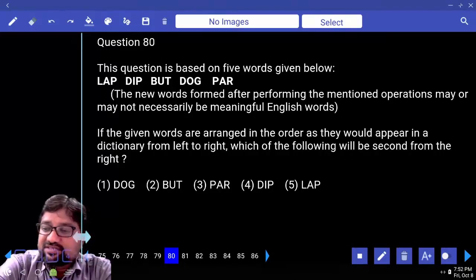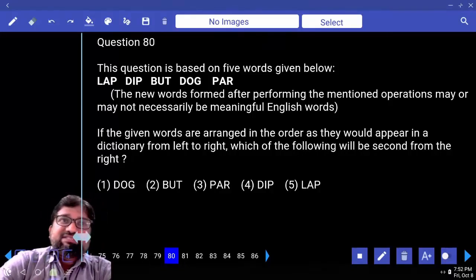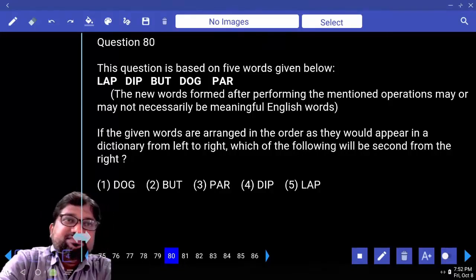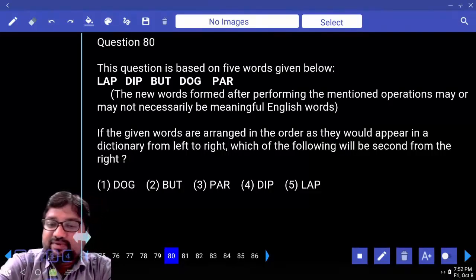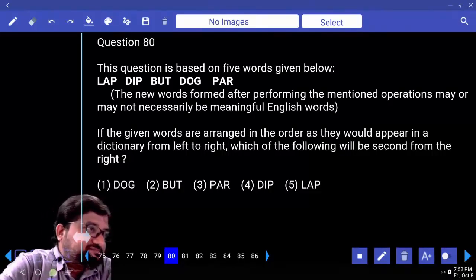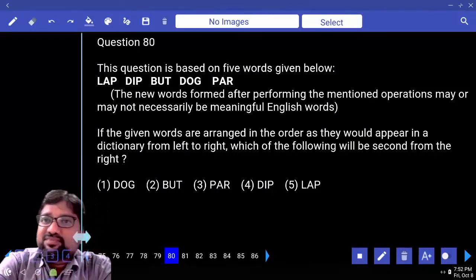If the given words are arranged in dictionary order from left to right, what is the second word from the right hand? Second from the right is fourth from the left. Yes or no?